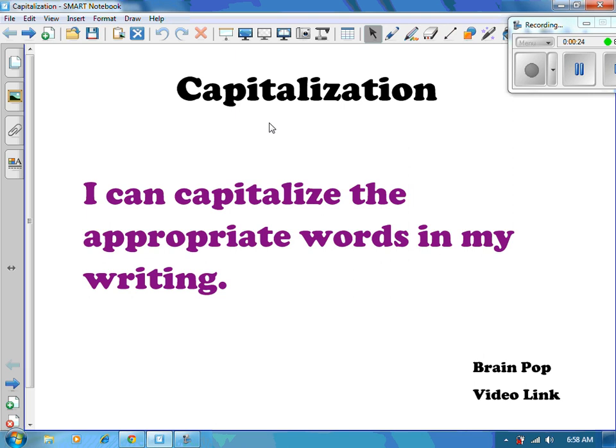And again, if you feel that you are way above this and you know all the rules, then don't skip it, but skim it, just to get a good review of when to capitalize. So our learning target today is that I can capitalize the appropriate words in my writing.